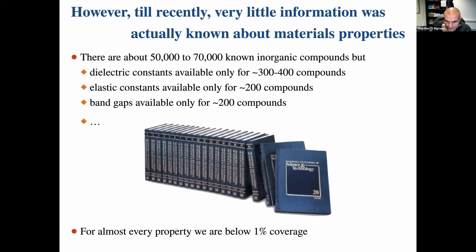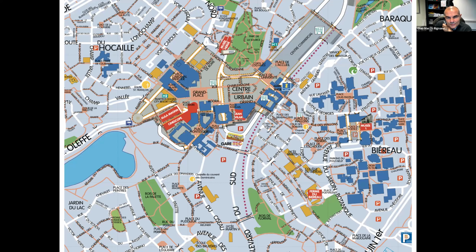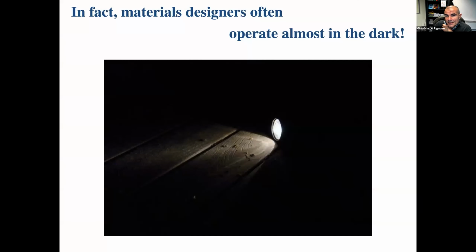1% coverage. Okay, so basically, if this is a map of Louvain, where I am, and if you had been here for the presentation, if you had something like 1% coverage, this is the map that you would have had, meaning that basically you would be lost. And in fact, as material scientists, when we have to design new materials, we often operate almost in the dark. We know very little about the materials in the end.